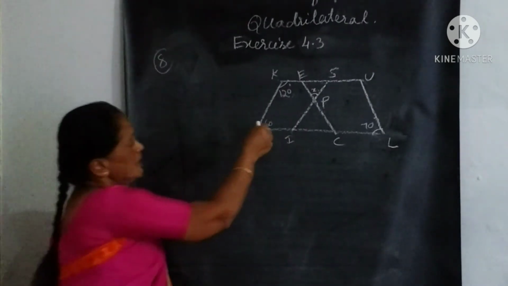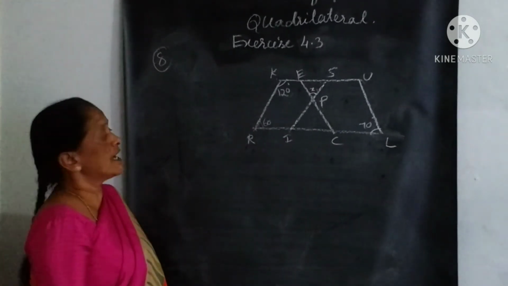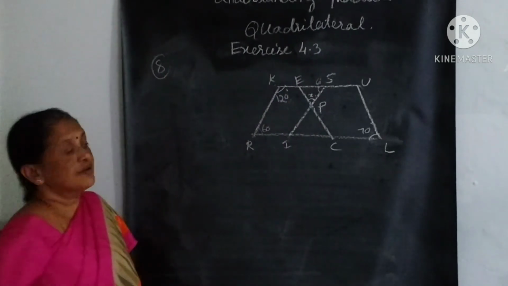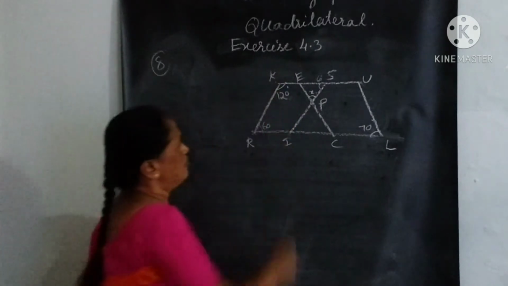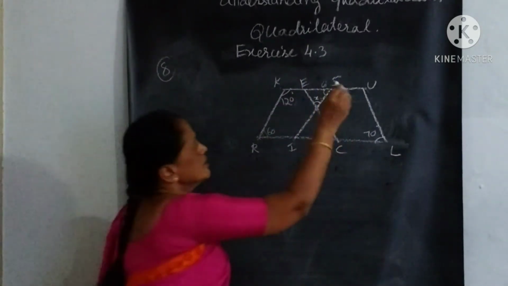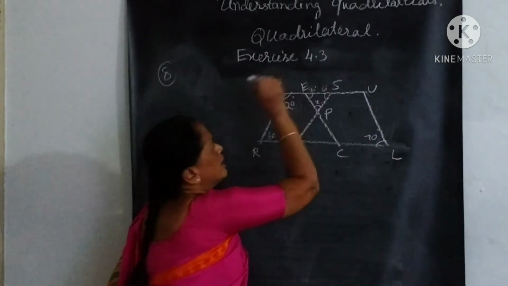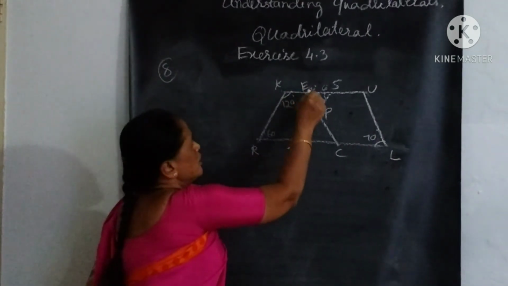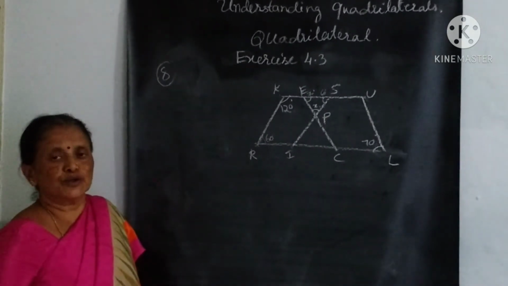60. In this parallelogram, R and S are the opposite angles. They are equal. So what is the angle S? That is 60 degrees. Similarly, in parallelogram CLUE, angle L is equal to angle E, opposite angles. If angle L is 70, what is the measure of angle E? That is 70 degrees. Then find the value of X. How to find? Here EPS is a triangle. Sum of the three angles of a triangle is known to you. That is how much? 180.